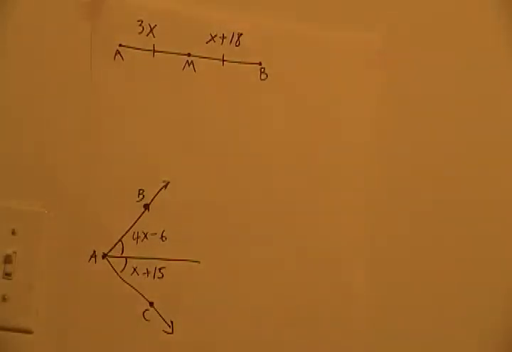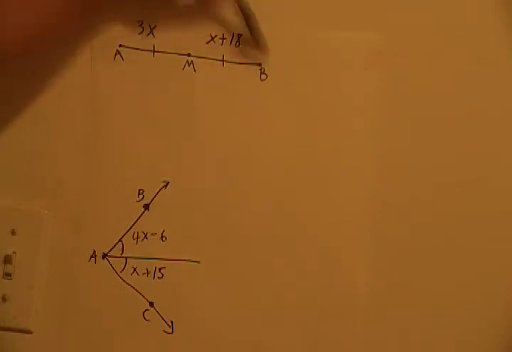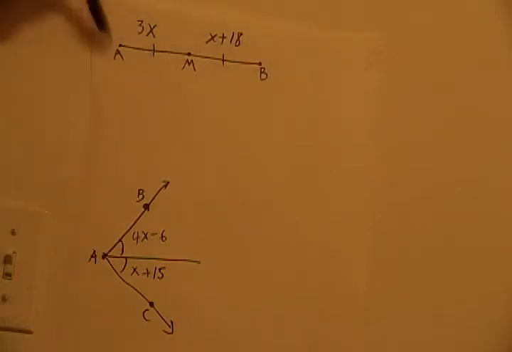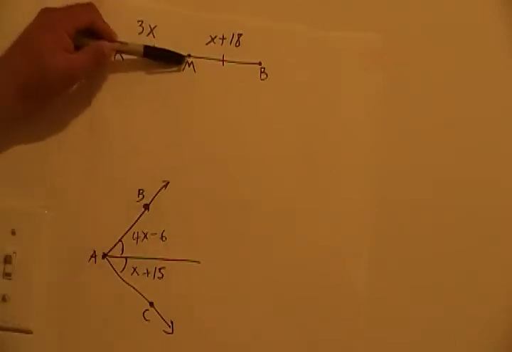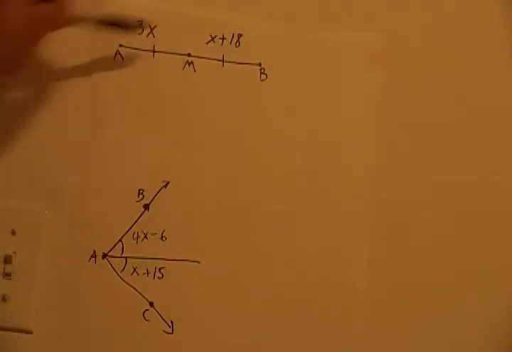Okay, so we're going to briefly talk about midpoints and angle bisectors. Let's start with midpoint. A midpoint is if we have a line segment. A line segment is a line with two endpoints, A and B. Every line will have a midpoint right in the middle, and that midpoint will divide these two sides equally.